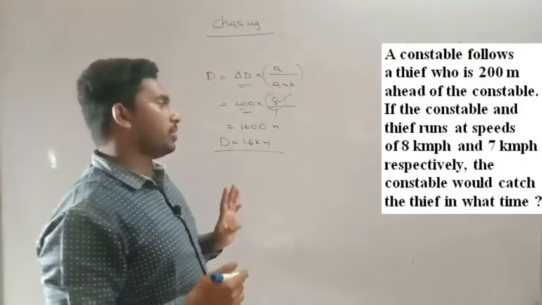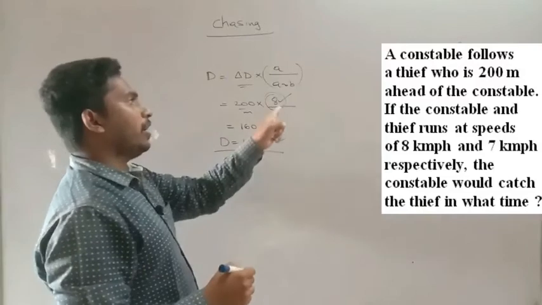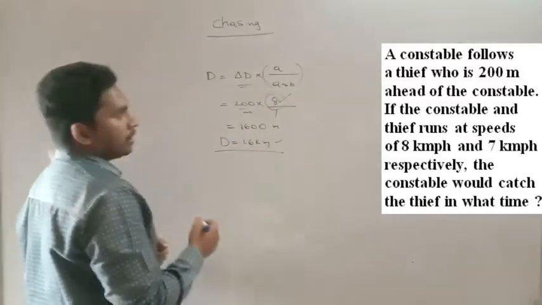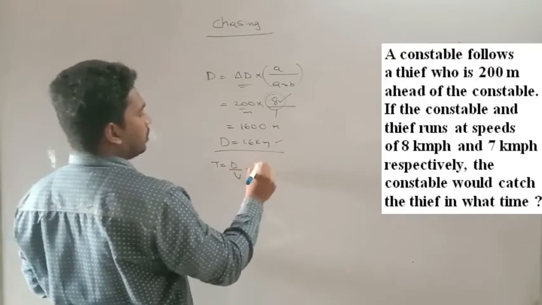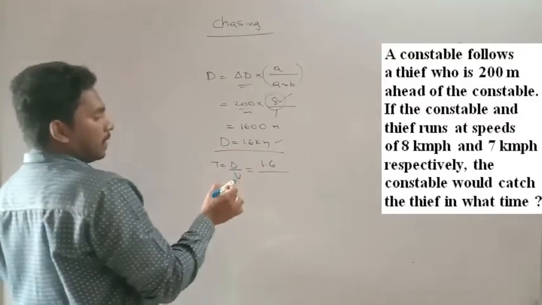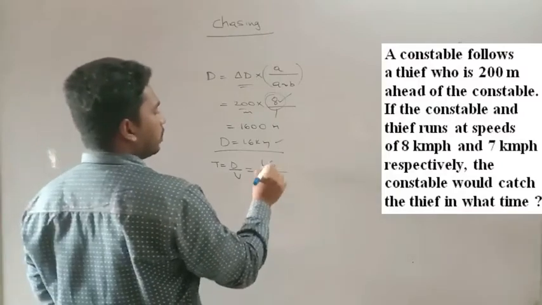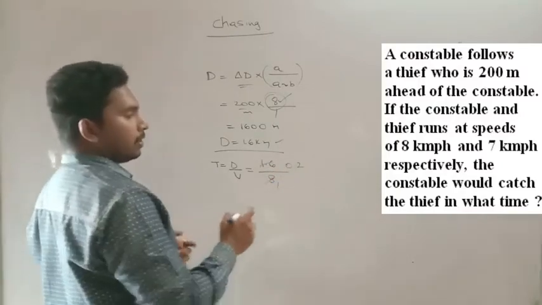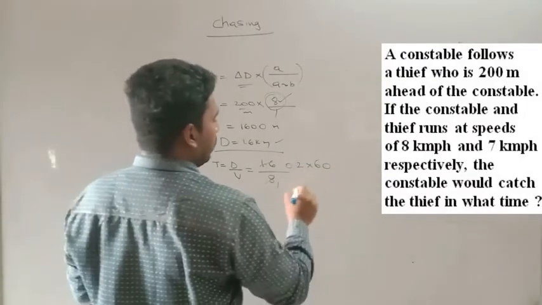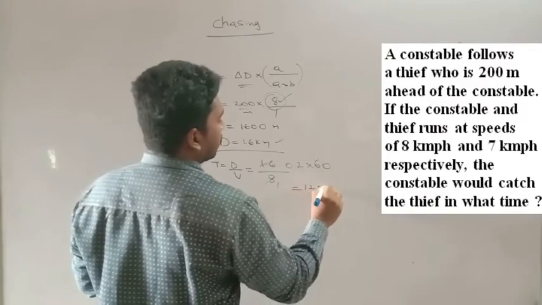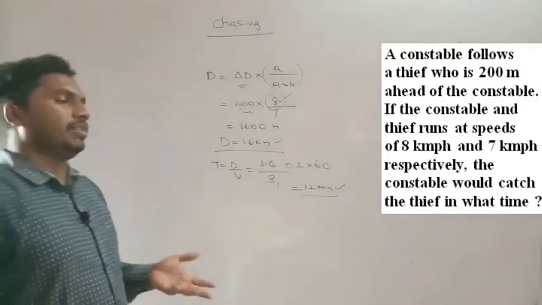So 1.6 kilometers, and they are asking the time. You know the distance and the velocity, so you can easily find the time. Time is equal to distance by velocity. So distance is 1.6 and the velocity is 8. So this will be 0.2 hour. If you multiply this with 60, that will be 12 minutes. So this is the time to catch the thief by the policeman.